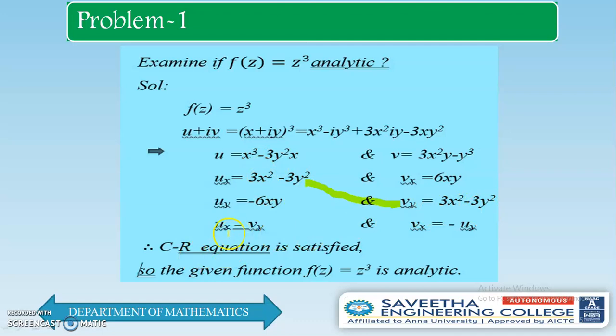Next we check these two with the negative sign. So minus 6xy, and here 6xy. What is your formula? Vx equal to minus uy. If we put minus here, we get plus. So both are right. Therefore ux equal to vy and vx equal to minus uy. Therefore, the CR equations are satisfied. Therefore, this z cube is analytic.